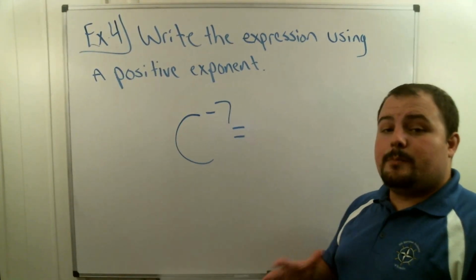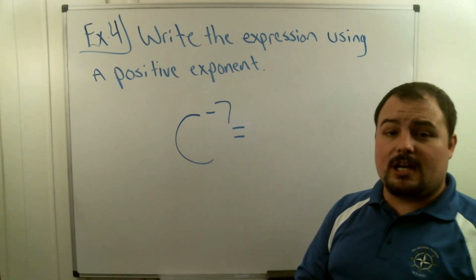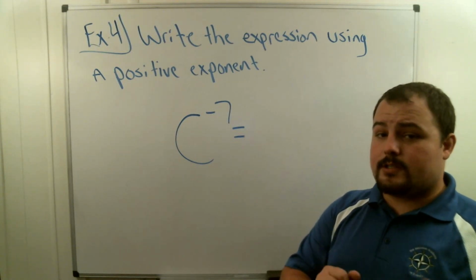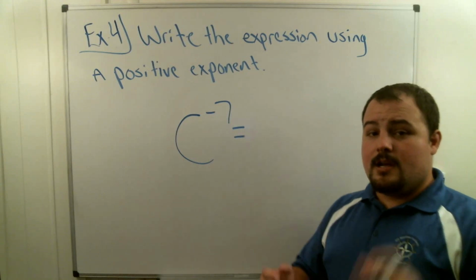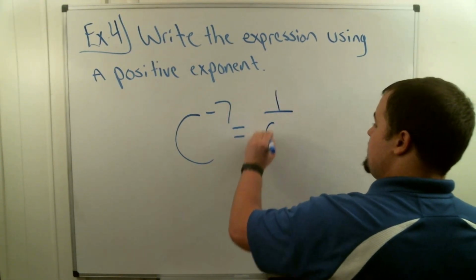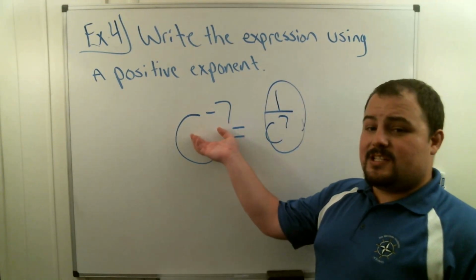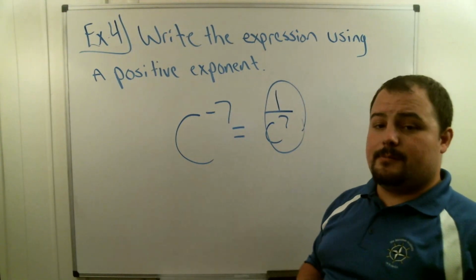In example 4, I'd like you to pause the video, copy down what's on the board, and see if you can answer it on your own based on the key concepts in the previous 3 examples. Hopefully you're understanding how this works. So, hopefully you looked at this problem and you were able to get an answer. The answer that I believe you should have is 1 over c to the 7th power. Reminder that for an exponent that's negative, all you got to do is put a 1 on top and make that exponent positive on the bottom.